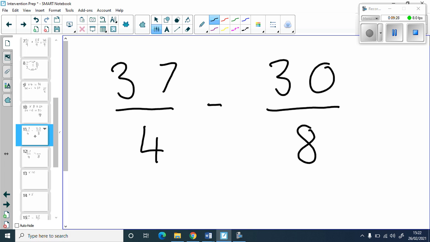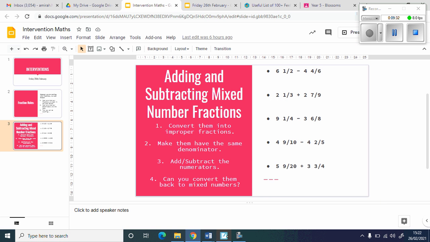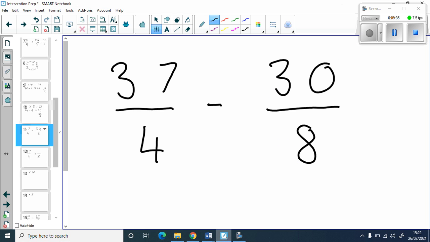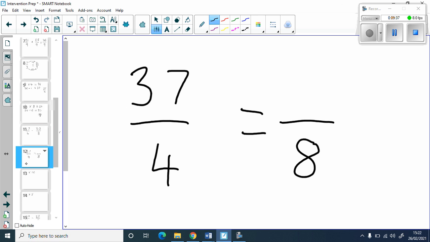Now, what do we need to do next? Of course, we need to make sure our denominator is the same. Step 2, denominator is the same. So start with your smaller one, go to your bigger one. How do you get from 4 to 8? Times it by 2, and whatever you do to your denominator, you do to your numerator.